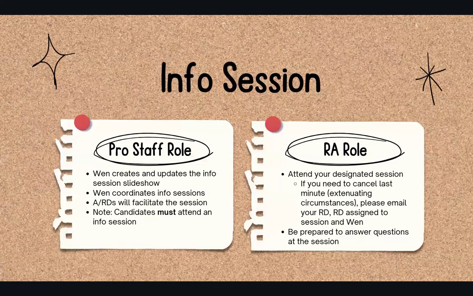To apply for the RA position, the candidate must attend an information session. This is where they get information about the role, expectations, and compensation. Wynn will prepare a slide presentation that a member of professional staff will facilitate. You will also attend an information session. There, you and your RA peers will answer questions and provide the RA perspective. If you cannot attend your session due to unforeseen and extenuating circumstances, please email your RD, the RD facilitating the session, and Wynn. You do not need to do anything to prepare for the session.